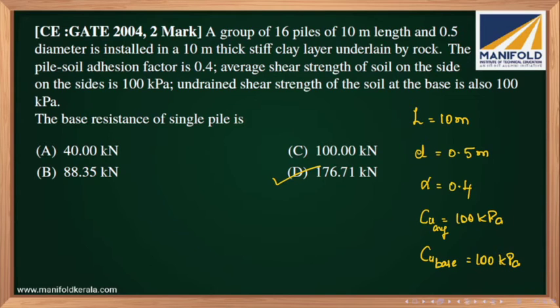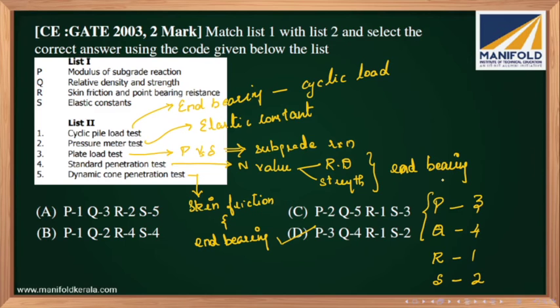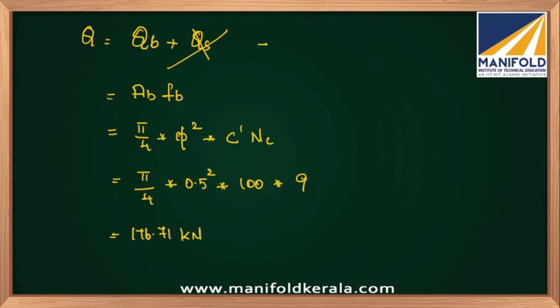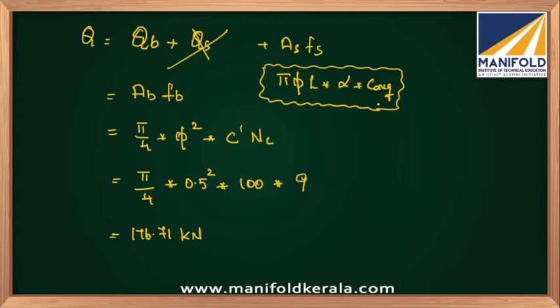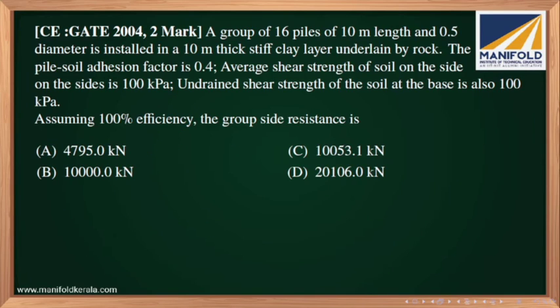Okay, don't get confused. This is the term they have placed here, the base resistance of a single pile, and they have given a clumsy lot of data. So they have given the alpha value. So what we'll be doing? We'll be just adding it. So AS into FS. So pi D into L into alpha into C average. So we'll be doing this operation very quickly. So be careful. They have just asked the base resistance. They have not included the side friction. Moving to the next question.